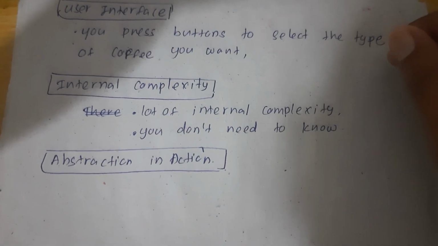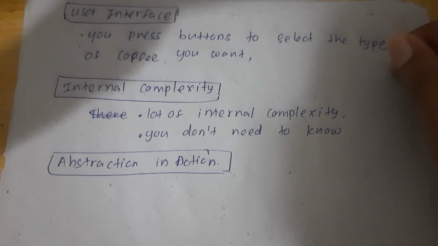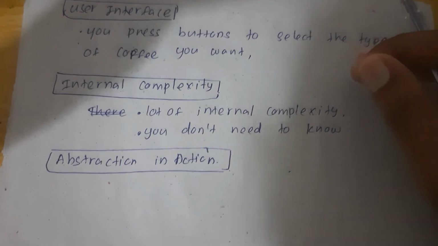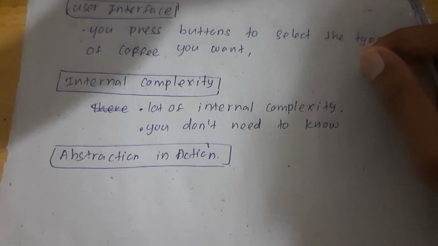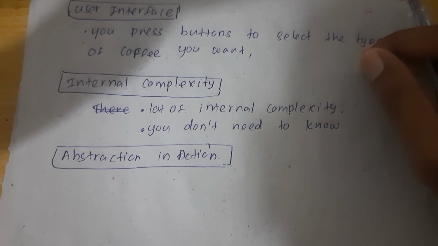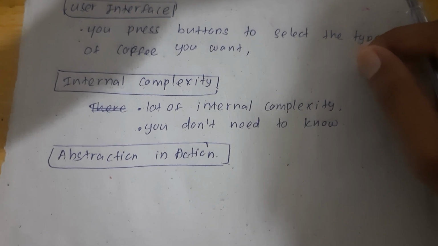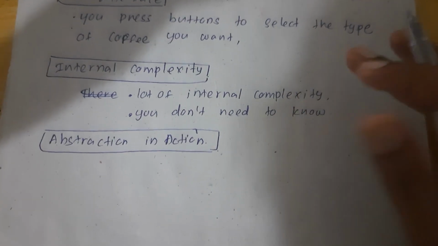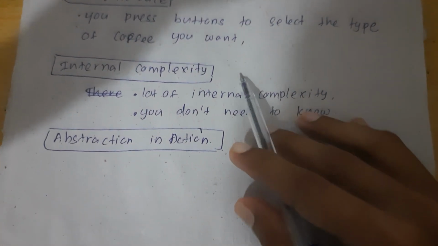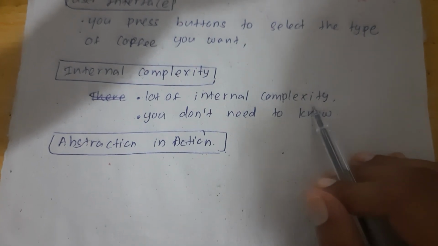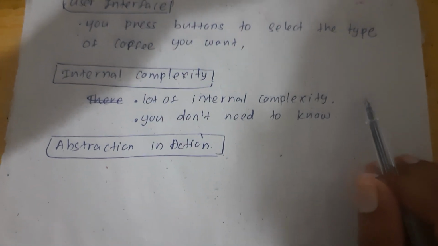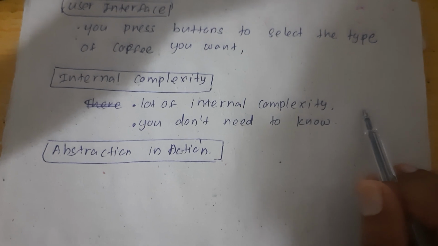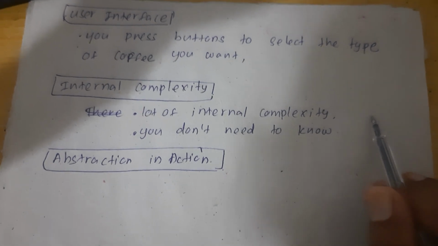You press buttons to select the type of coffee you want and adjust the strength or size of the coffee, and maybe even set a timer for when you want your coffee to be ready. Next, internal complexity. The coffee machine, however, has a lot of internal complexity that you don't need to worry about.